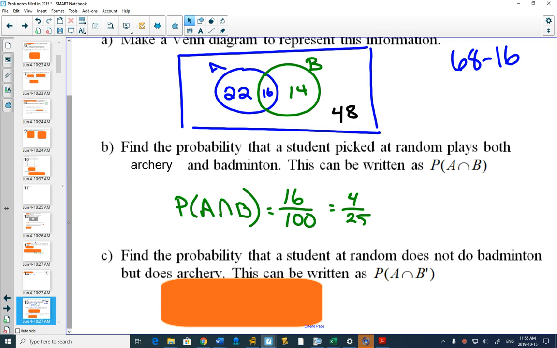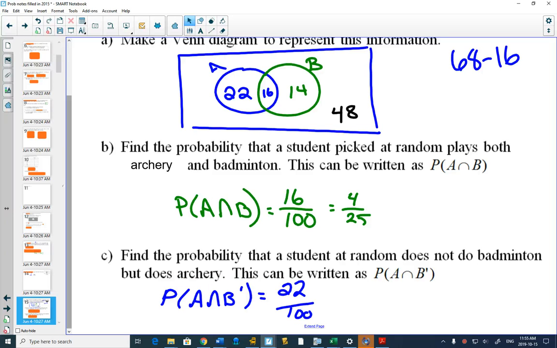But in part C, find the probability a student at random does not do badminton but does archery. Well, there's 22 people in that section of that circle that are in the archery but not in the badminton. And so your probability would be 22 out of 100. And that number wouldn't have been easy just reading the question.